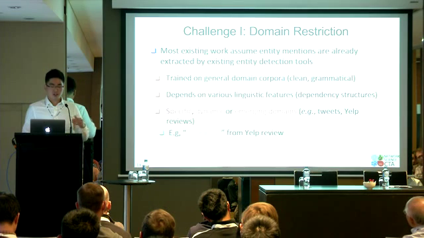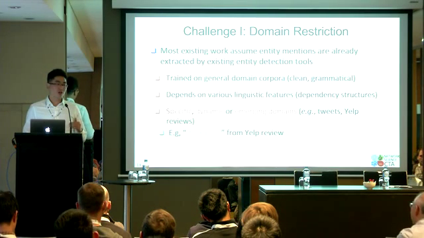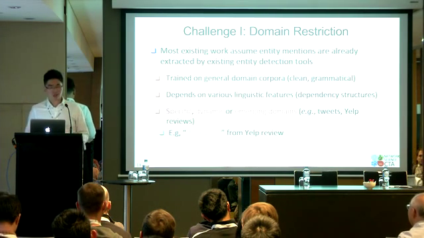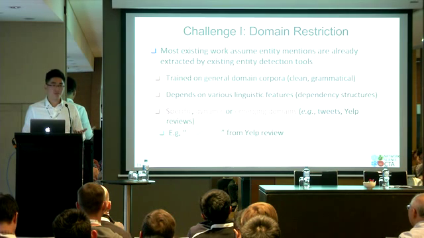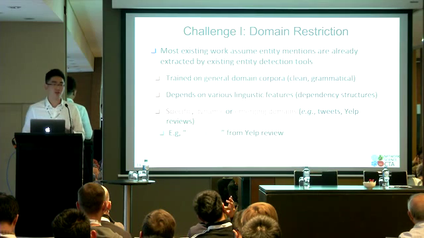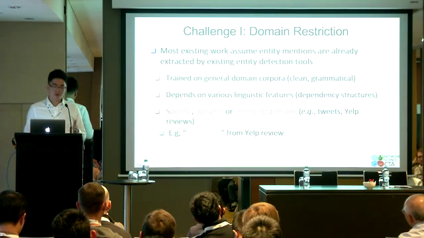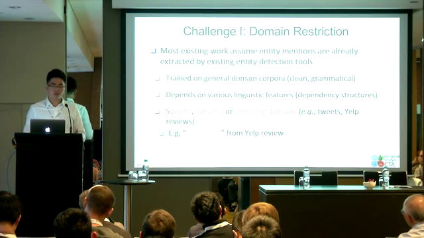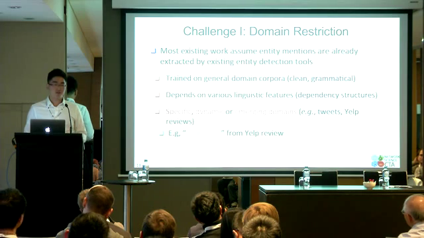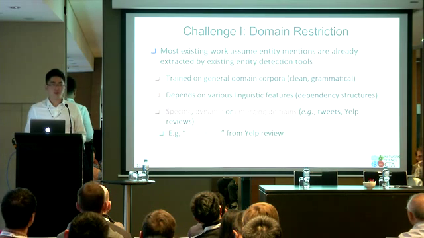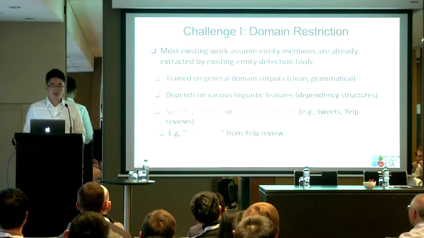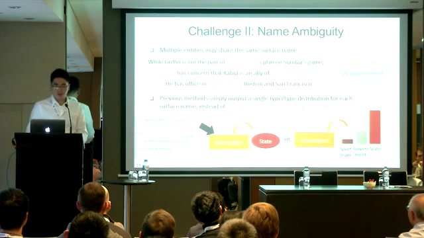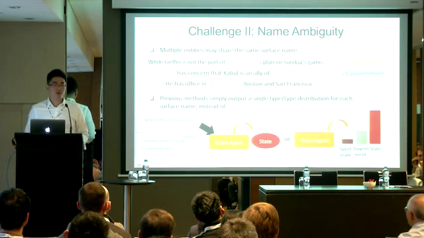And then such recognizers also depend on a variety of linguistic features. Those features actually need some heavy training, and it also depends heavily on the domain of the training corpus. And finally, we are pretty interested in specific and dynamic corpora, like tweets and Yelp reviews. And you see a lot of these entity mentions actually don't follow the grammar, like "in and out" from the Yelp reviews. So the second challenge is name ambiguity.